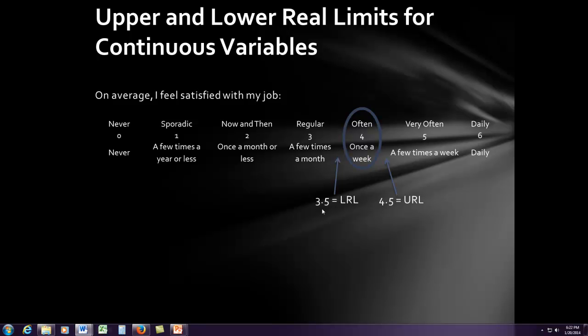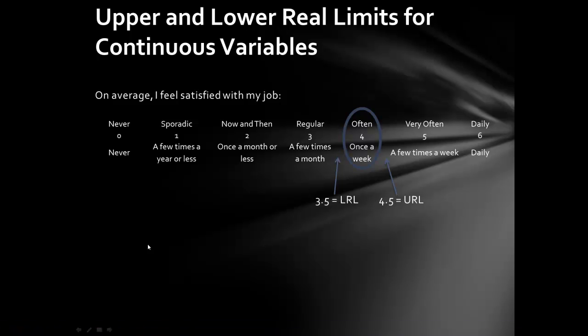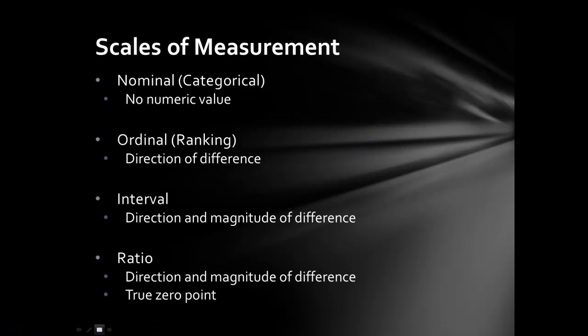Now, discrete and continuous variables have different scales of measurement. And this is the last topic that I'm going to talk about today, these different scales of measurement. So just like you need to know if a variable is discrete or continuous to determine what kind of statistical analysis is appropriate, you also need to know the scale of measurement.